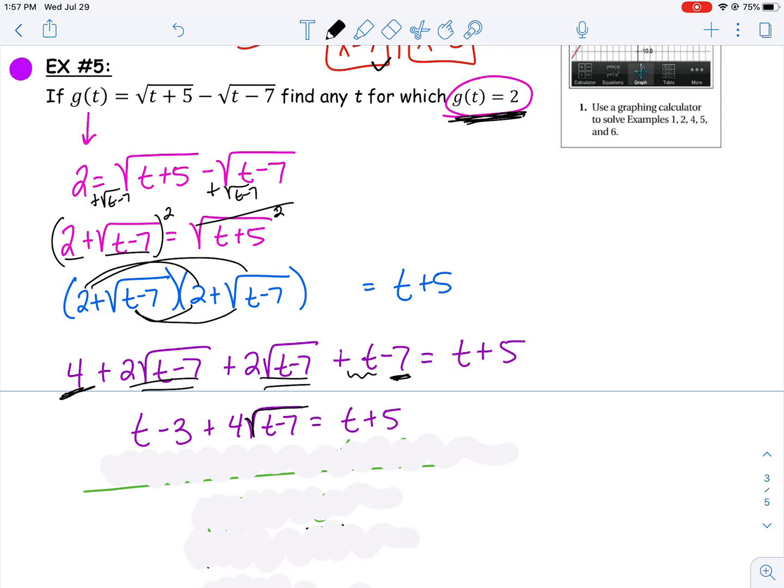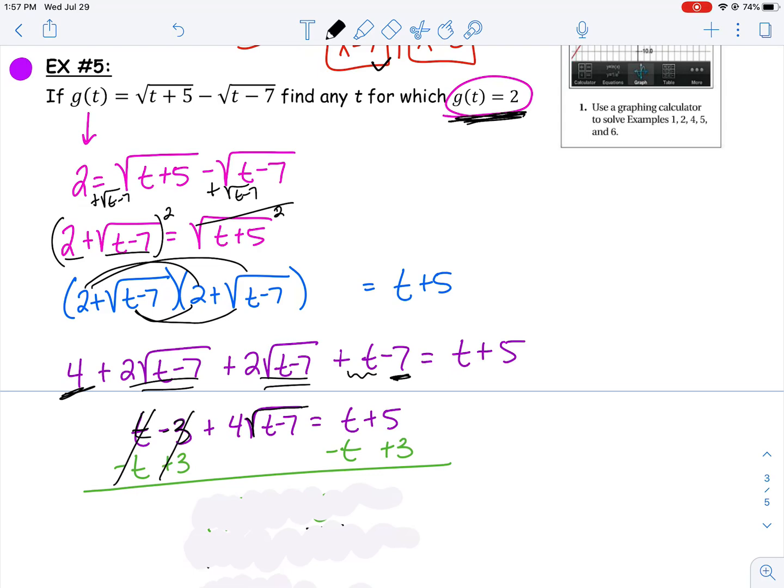I got rid of one, but I still have to get rid of the other one. So let's try to get that radical by itself. Let's go ahead and get rid of the t that's on this left side and the negative 3 that's on this left side. Let's subtract t from both sides and add 3 to both sides.